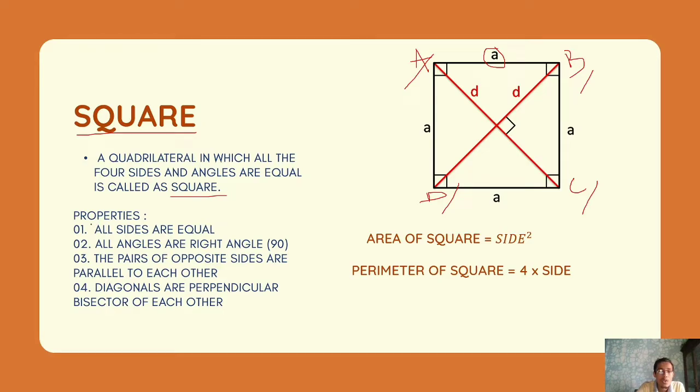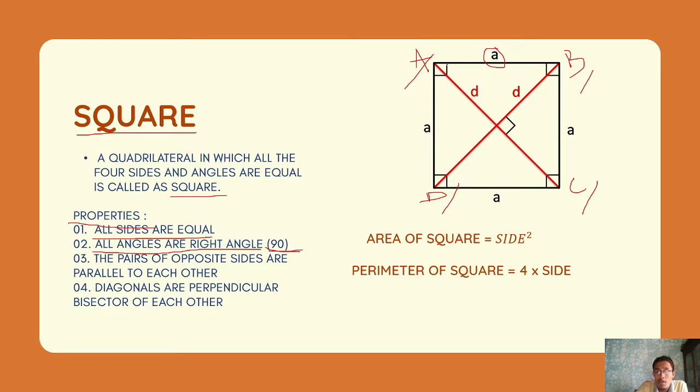Now what are the properties of square? As discussed in the definition, all sides must be equal. Second property, all angles are right angles. Each and every angle is equal, which means it must be equal to 90 degrees.